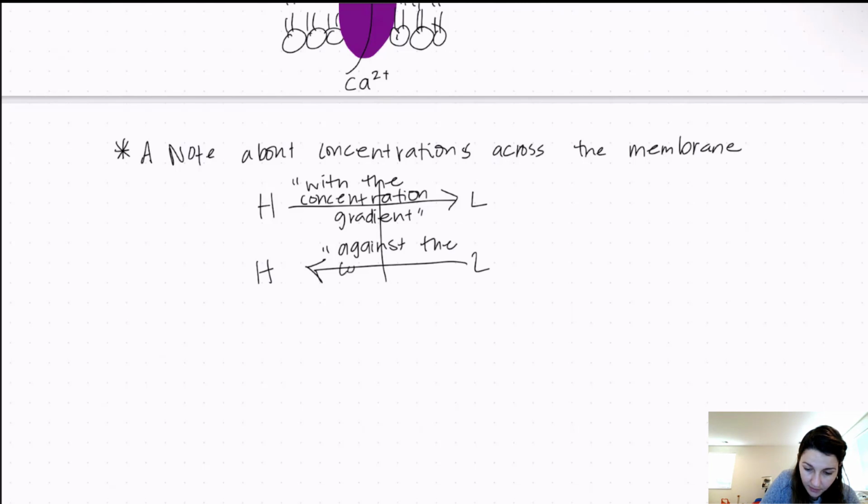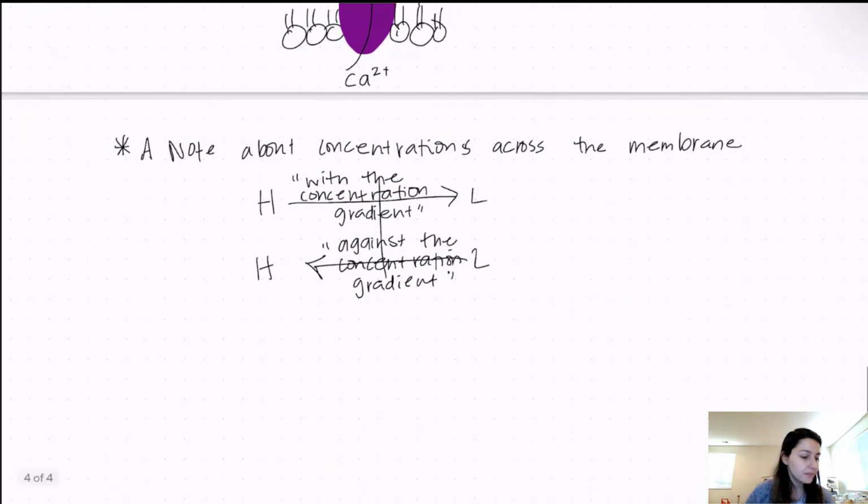The concentration gradient. Because you're going backwards, so you're going against, you're fighting that current. So if you're going from high to low, that's with the concentration gradient, and then going against the concentration gradient is going from low to high, that's going backwards.